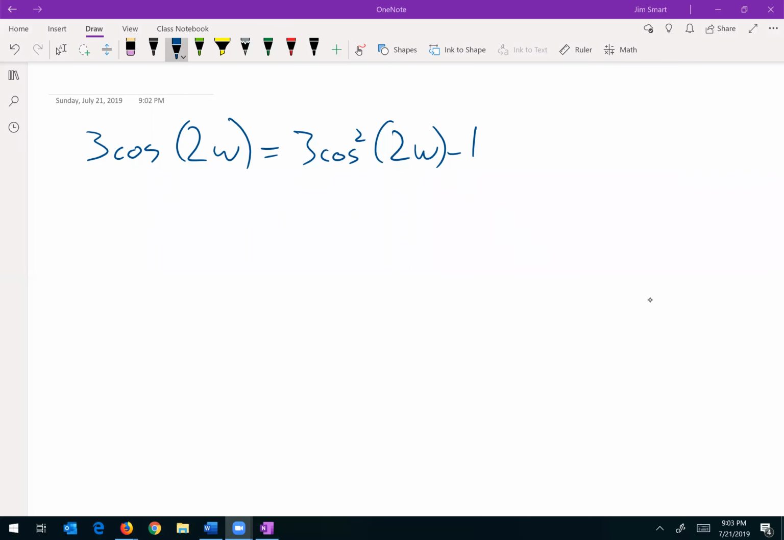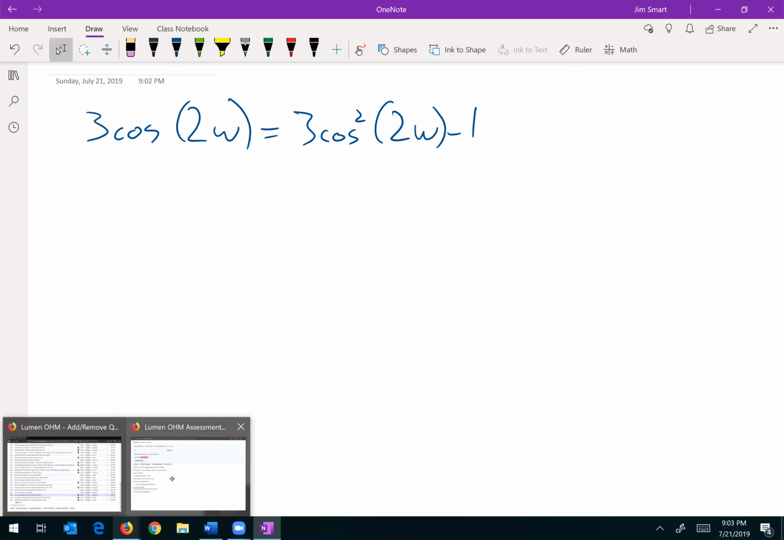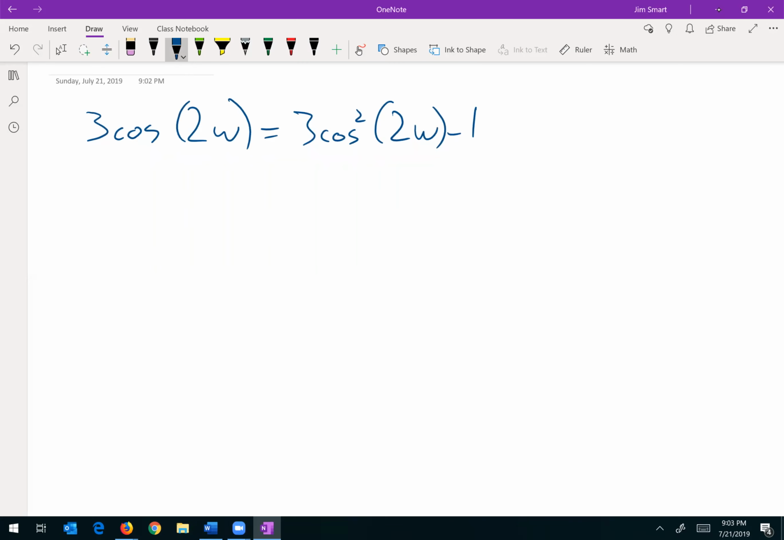Okay, so in order to solve an equation like this, wait, hold on a second. I just realized I think it's 3 cosine squared of w. Yeah, okay. So let me fix that last part. Since I have 2w in one cosine and w in the other, I need to use the double angle formula on the left-hand side.